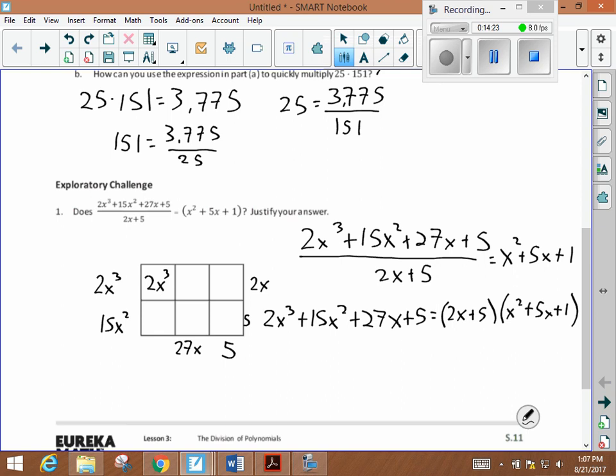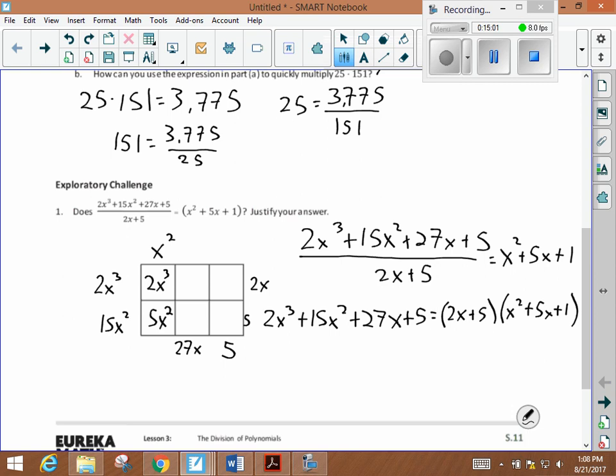All right, so I need to ask myself, hey, how did I get that 2x cubed, right? What did I need to multiply 2x, the quantity there on the right, by to get 2x cubed? Well, it's got to be x squared, because 2x times x squared is 2x cubed. All right. Excellent. So now it's easy for me to get this lower one, right? Because x squared times 5 is 5x squared.